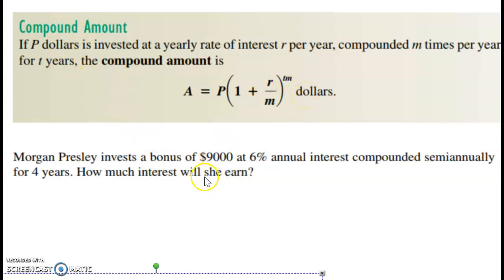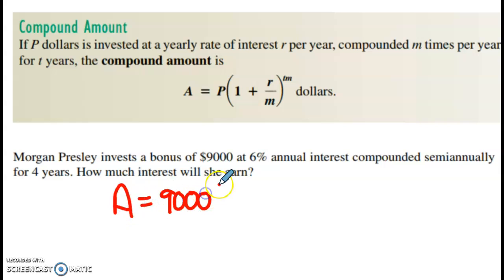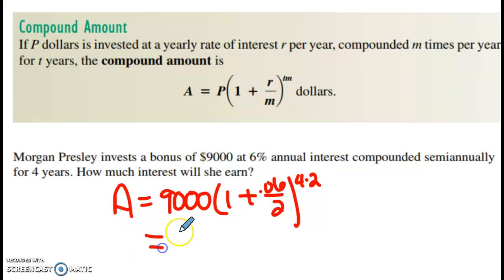Morgan invests a bonus of $9,000 at 6% interest, and we're compounding it semi-annually for 4 years. To figure out how much she would earn, we would put $9,000 in place of P in this formula. We would have 1 plus 0.06 over 2, to the power of 4 years times twice a year. Then you can enter it in the calculator.